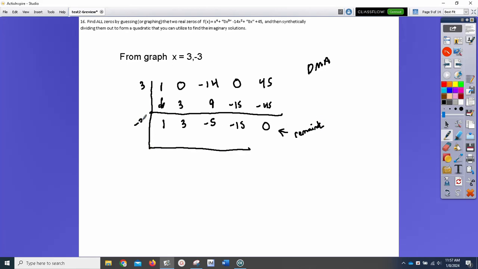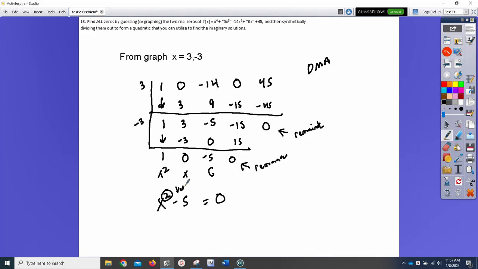We're going to use a negative 3 this time. We drop. Negative 3 times 1 is negative 3. We add. We multiply. We add. We multiply, and we add. And again, remainder. Preceded by the remainder is a constant, an x, and an x squared. This is x squared minus 5, and it is equal to a 0, because there are still 2 zeros left. We reduce to a quadratic because we can solve quadratics.